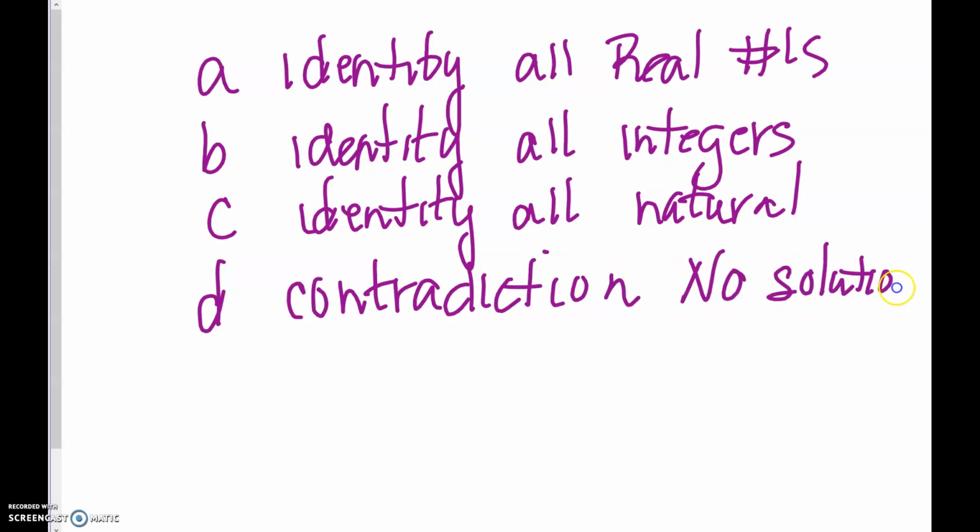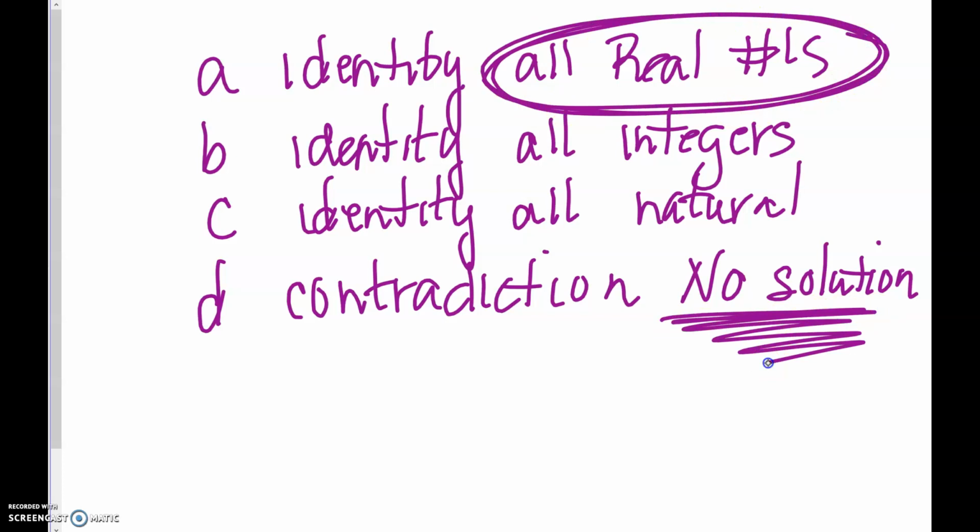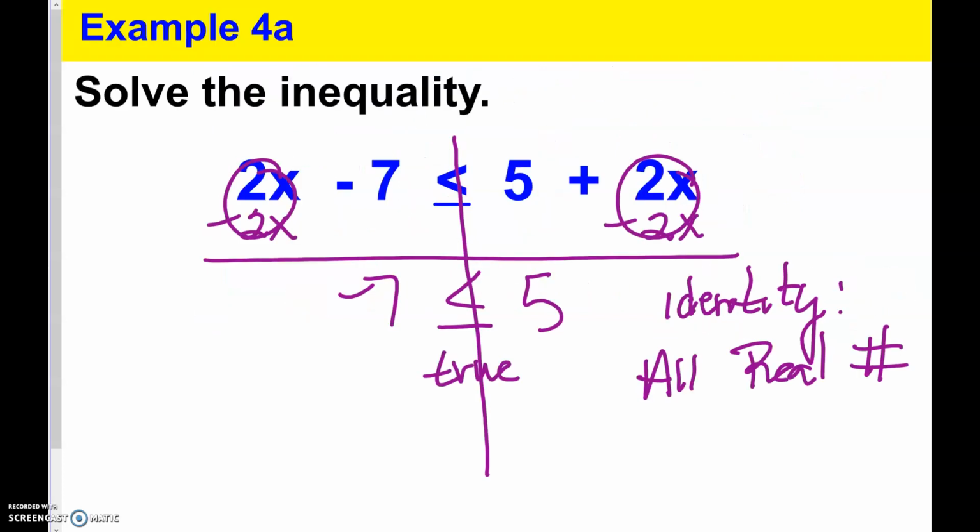So what you guys are going to pick here is either going to be A or D. We're not going to use the integers, we're not going to use the natural numbers, because all real numbers means all of these. It means the integers and the natural numbers and your decimals. So we're going to be looking for all real numbers. So make sure you're looking for the all real numbers or the no solutions on today's homework assignment. So this one that we just did came out to be a true statement, so we're going to pick all real numbers.